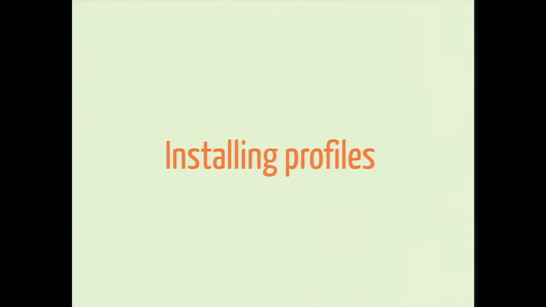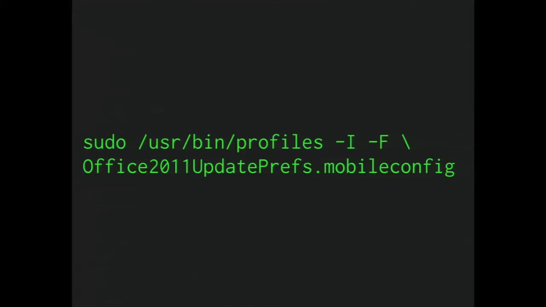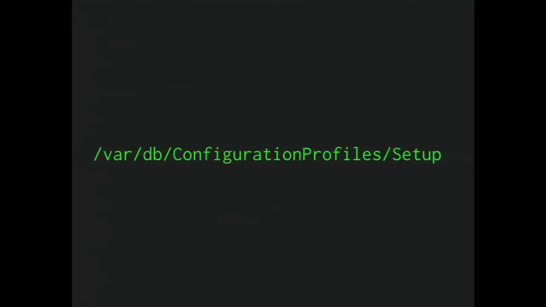Once you've got your profile, you're obviously going to need to install it. To install a profile using the command line, we're going to use the profiles command. Just give it the install flag and tell it we're installing from a file. You can also drop your profiles in this directory. You delete a file in this directory called .profilesetupdone, which lives in the same directory. And any profile that's in there is going to be installed next time the Mac boots up.